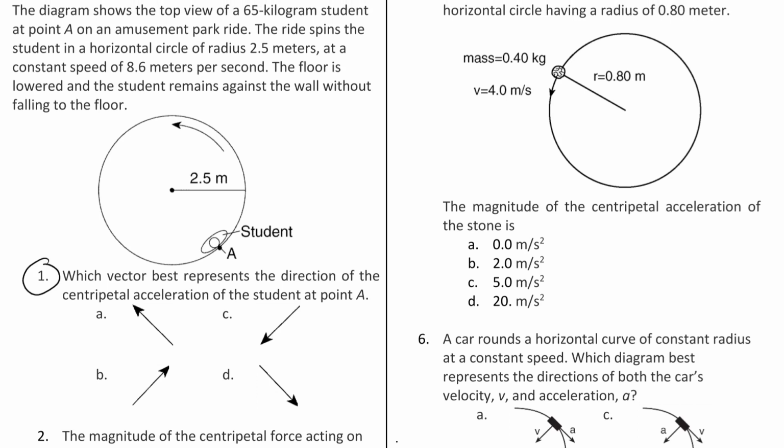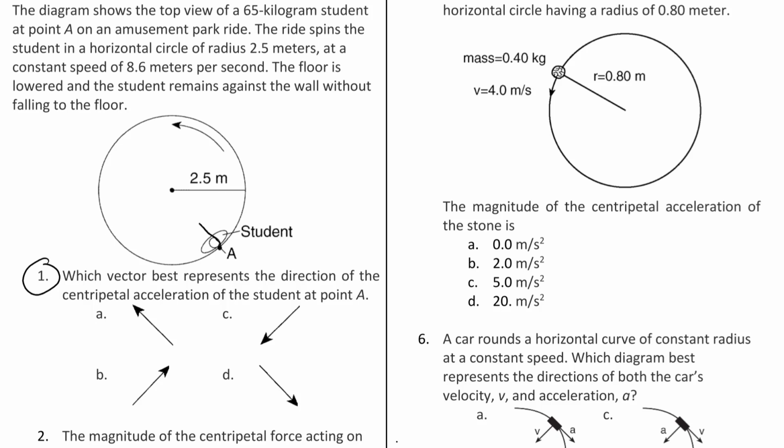So number 1, which vector best represents the direction of the centripetal acceleration of the student at point A? Again, when they're looking for the direction and it says centripetal acceleration or centripetal force, the term centripetal should be a key word for you. It comes from the Latin centripetal. This means center, and then petere means to seek. All right, so that means a center-seeking acceleration or a center-seeking force.